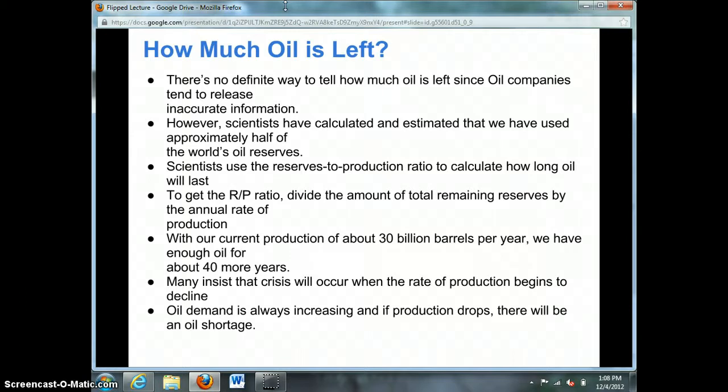But a lot of scientists insist that crisis will occur not when we run out of oil, but when the rate of production begins to decline, because the oil demand will always be increasing, and if production drops, there'll be an immediate oil shortage.